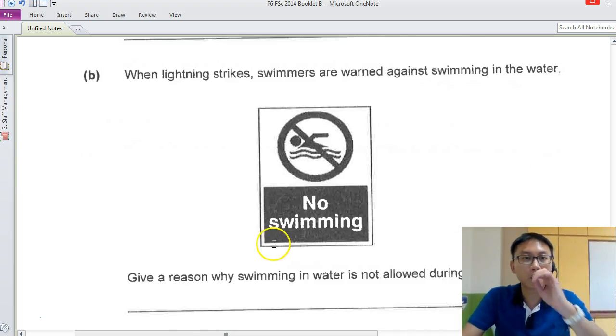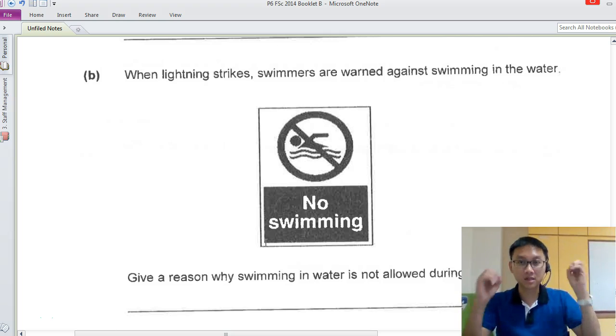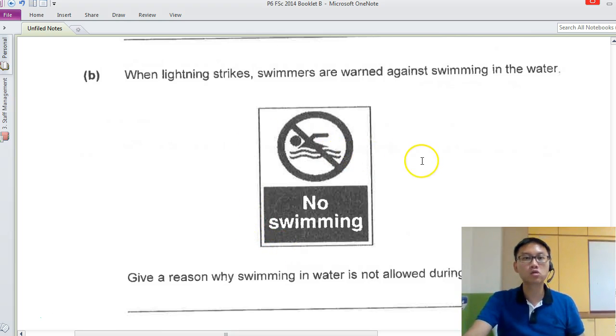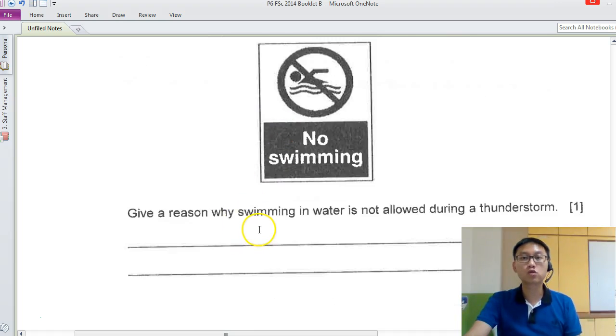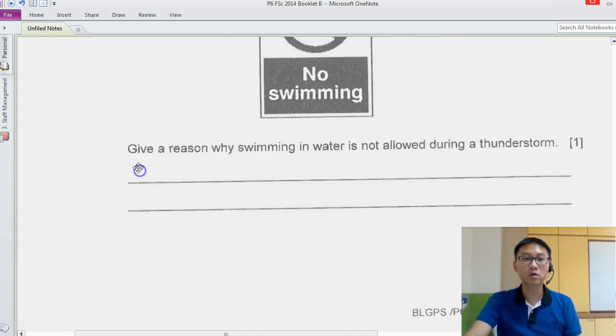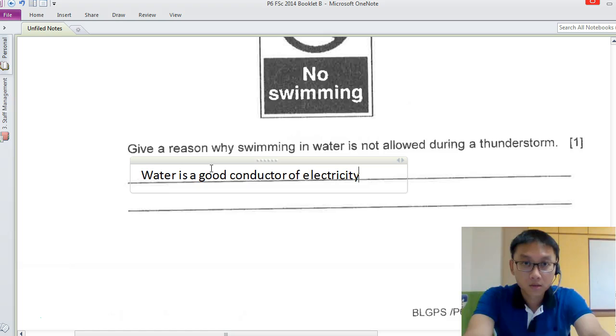Now part B: when lightning strikes. Lightning is the light, not thunder. Thunder is the sound. Boom! Lightning is the light, the electricity. When lightning strikes, swimmers are warned against swimming in water. We've figured out that water is a good conductor of electricity. So why is swimming in water not allowed during a thunderstorm? Thunderstorm means there's lightning and thunder. Because water is a good conductor of electricity. That will give you half a mark.